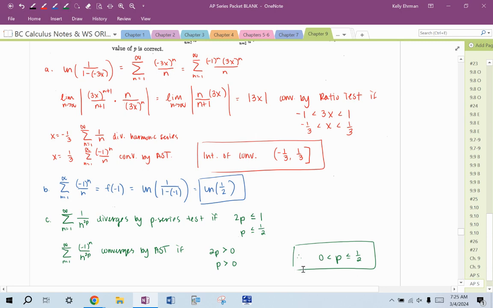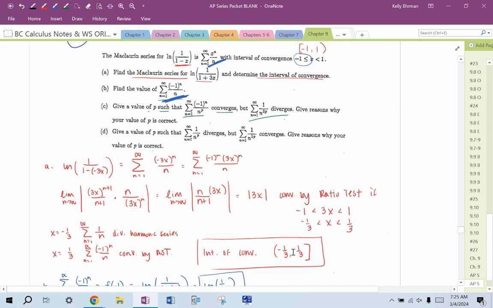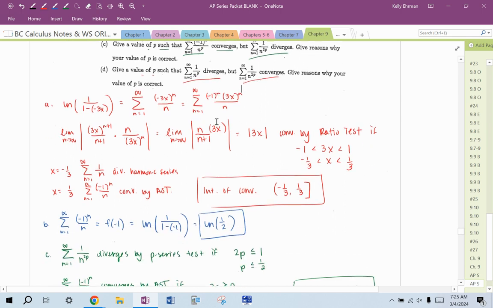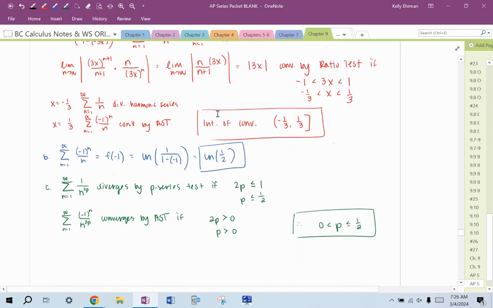For the last scenario, this says give a value of p such that the non-alternating p series diverges, but when we put in 1 over n to the 2p, that converges. So neither of these are alternating, so let's just take them in order. So the first series was the sum from 1 to infinity of a non-alternating, right? Yeah, 1 over n to the p. So this one needs to diverge.